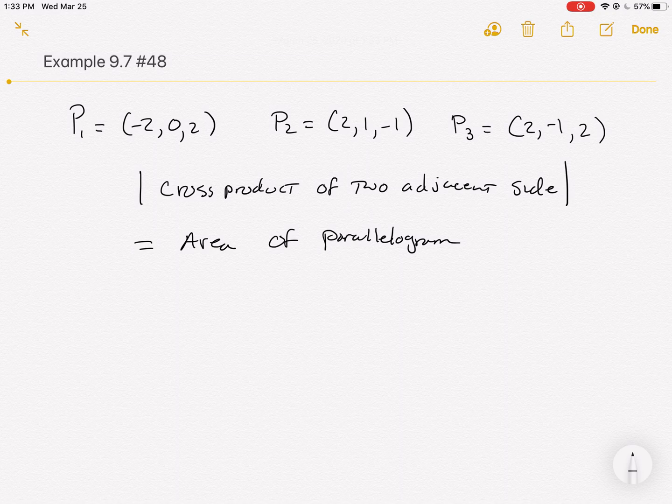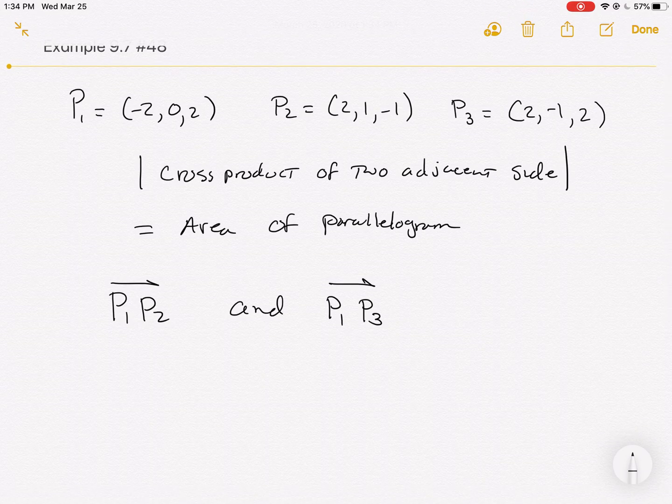They're telling us in 48 that there's two adjacent sides. One is P1, P2, and the other adjacent side is obviously including one of the points, and they choose P1, P3 as the other adjacent side. So we've got to find those vectors first. So P1, P2, no problem. We're just going to subtract their x's, their y's, and their z's.